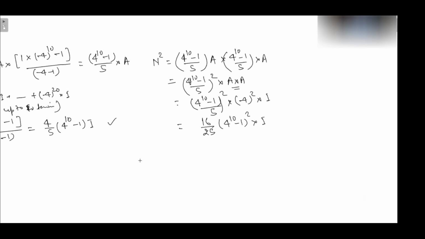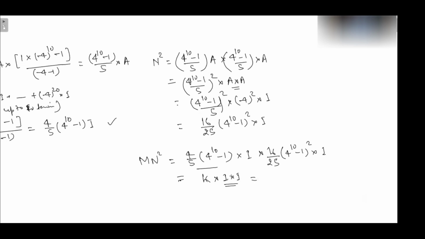Now we've got m, and we've got n square. This is your m, which is 4 by 5 into 4 to the power 10 minus 1, and then you've got I here. And then you've got this big number, which is 16 by 25 and 4 raised to the power 10 minus 1 whole square into I. Whatever this number is, it is something like another constant, so we just call it a constant. And then you've got I into I, which will become I square.